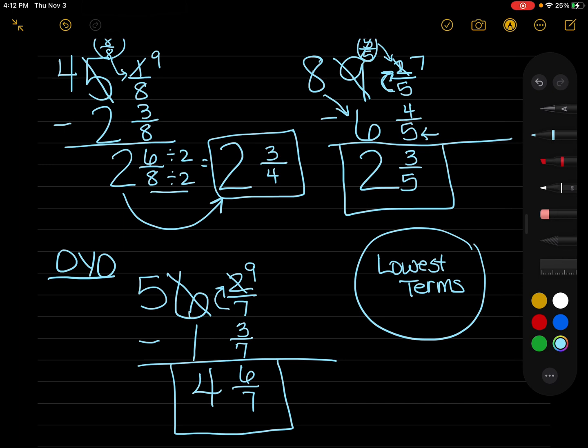Okay, that's it for today. Tomorrow we will be working on adding and subtracting related fractions. So they will not have the same denominator, but they will be very easy to find the common denominator. Okay, so we'll see you next time.